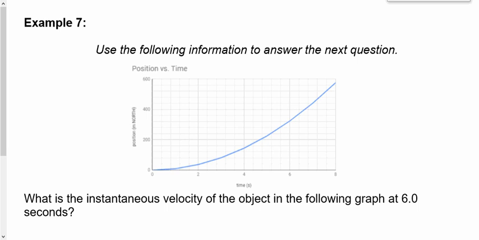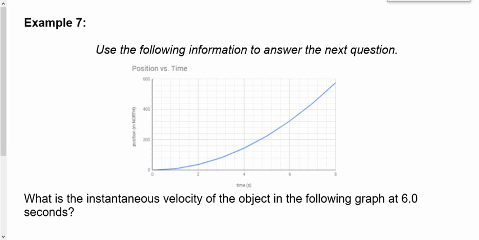Yesterday, you were asked to complete example number 7 yourselves at home, where you were asked, on a position time graph that was curved, to find the instantaneous velocity at a specific moment in time, specifically 6 seconds. What does instantaneous velocity mean? Yes, the velocity at a specific moment in time.